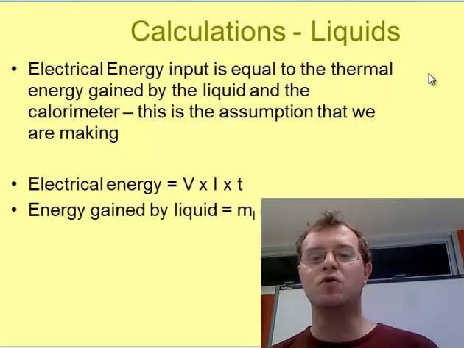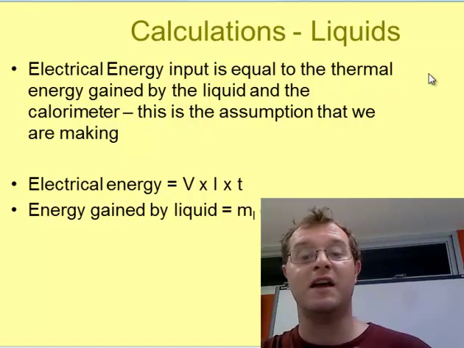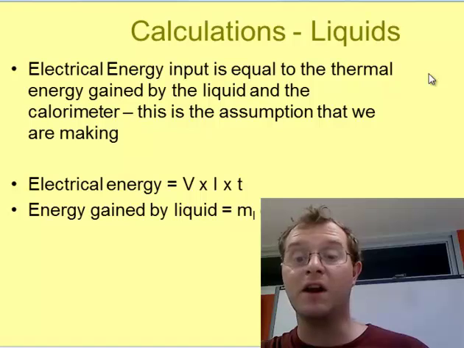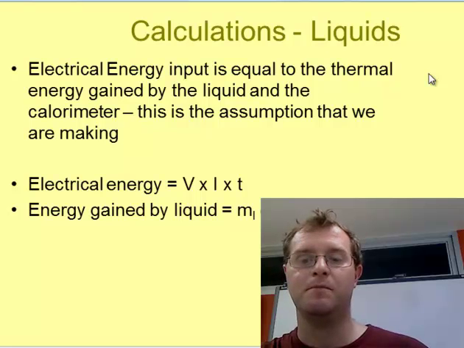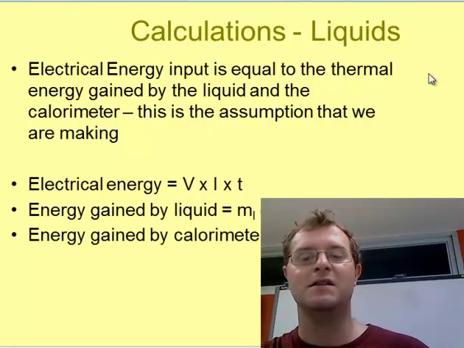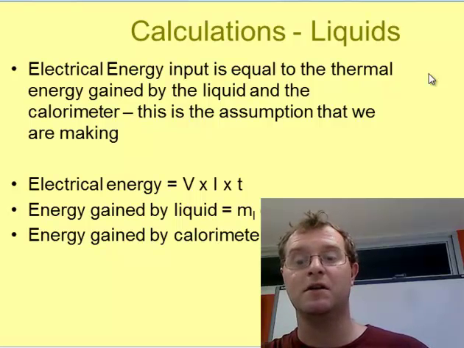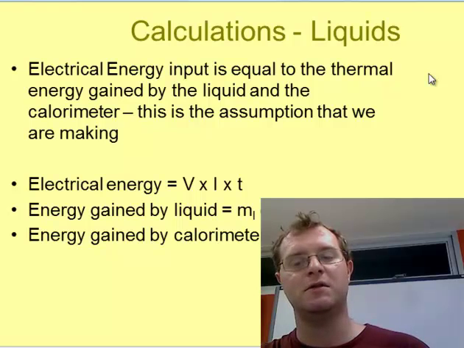This should be equal to, so the energy going in should be equal to the energy gained by, first of all, the liquid. So this is the mass of the liquid times the specific heat capacity of the liquid times the change in temperature. And the energy gained by the calorimeter: the mass of the calorimeter, the specific heat capacity of the calorimeter, and the change in temperature of the calorimeter.